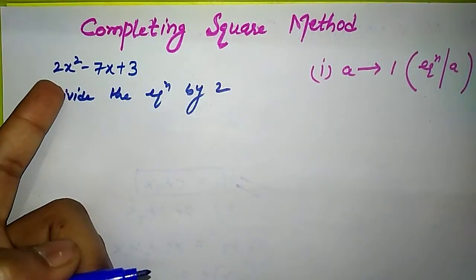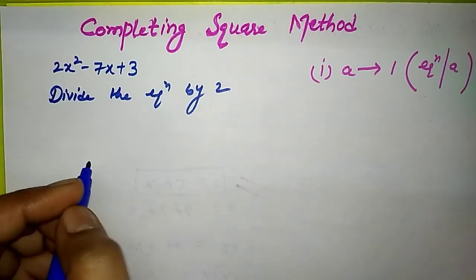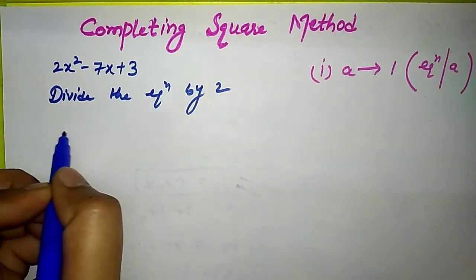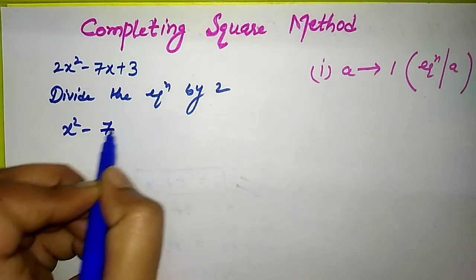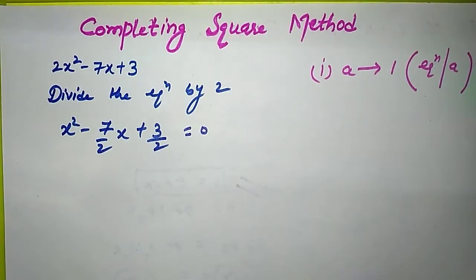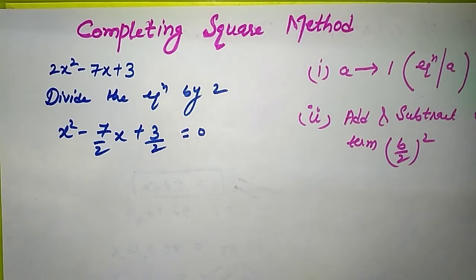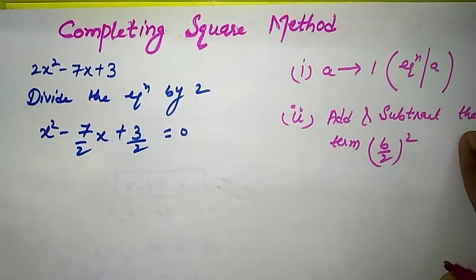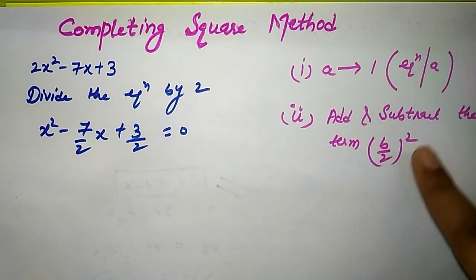divide the equation by 2. We have a here as 2. So we get x square minus 7 by 2x plus 3 by 2 is equal to 0. This is our first step, to make the coefficient of x square as 1. Clear?